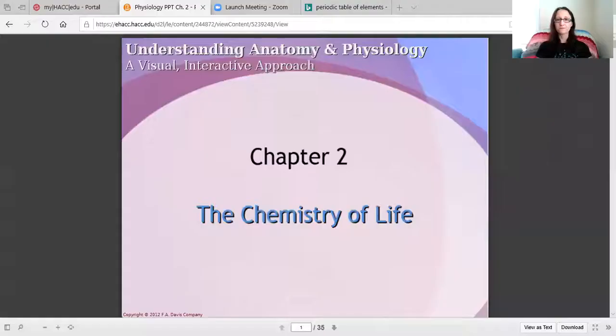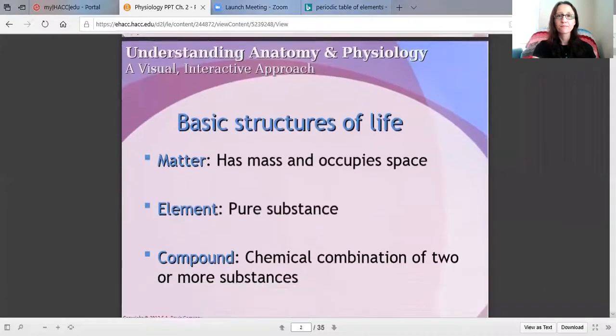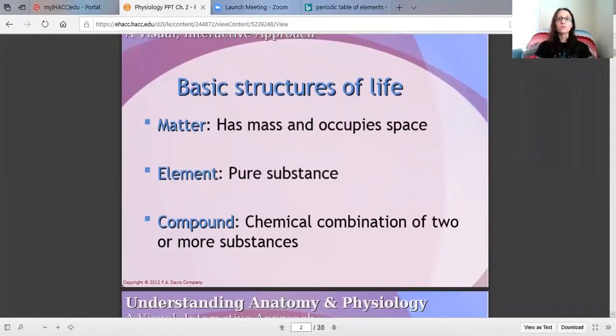Share my screen, sharing my screen. Okay, here we go. So we have the chemistry of life. So this isn't biochem, this is just chemistry in general. Okay, so before we start, we need to get a couple of vocab words out of the way. When you were in high school and you took chemistry, you probably learned these.